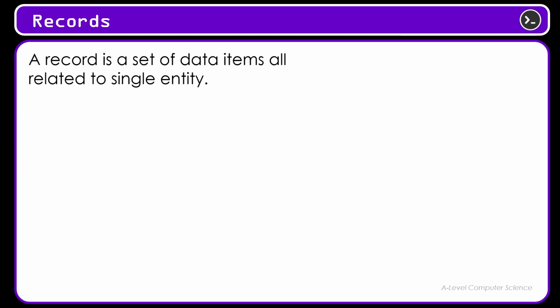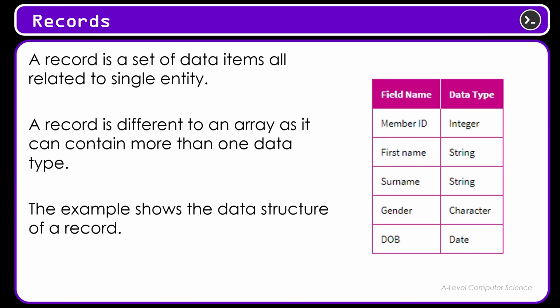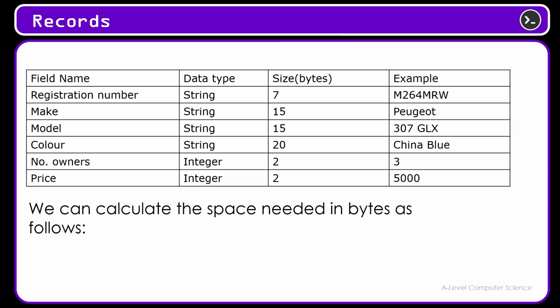A record is a set of data items all related to a single entity, and a record is different to an array as it can contain more than one data type. It's not restricted to a single data type. The example on the right shows the sort of data structure for a record, and you can see it contains different data types. We may also need to calculate the space needed in bytes, and we do that as follows.